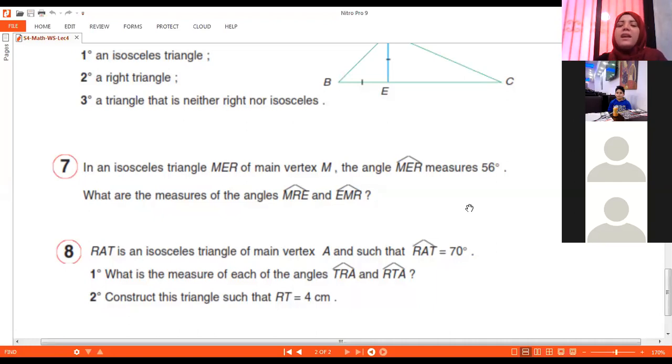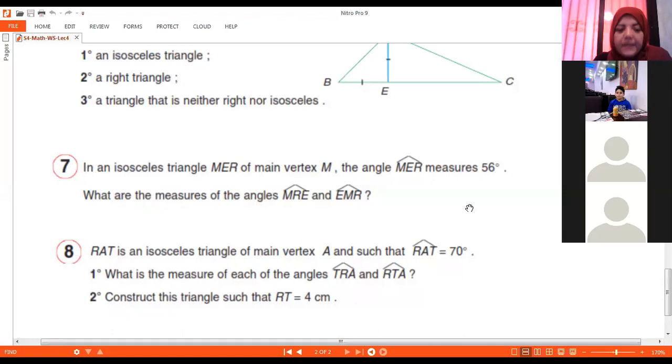And what are the angles that are equal? Angles MER and MRE. Very good. Okay, guys, this is very important. You have to write these before you start anything else.